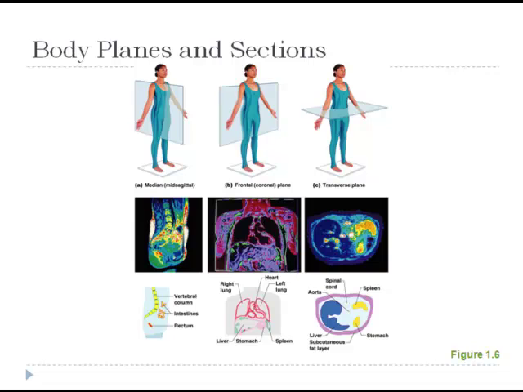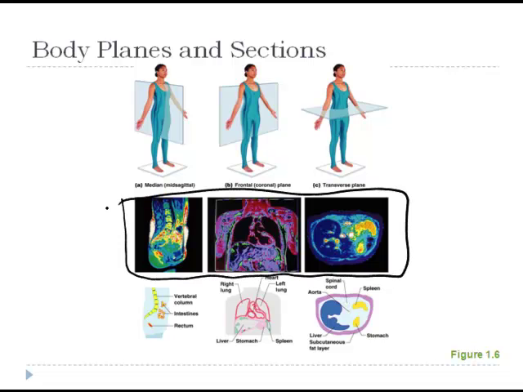So in this picture here, we have an individual, and you can see this individual has been cut in three different ways. Depending on how the person is cut, we have a different name for that, and we also have a different image that we're going to see. You can see down below the different images that come from these different planes, these different cuts. This is important because, depending on the cut that we make, we're going to see organs differently.